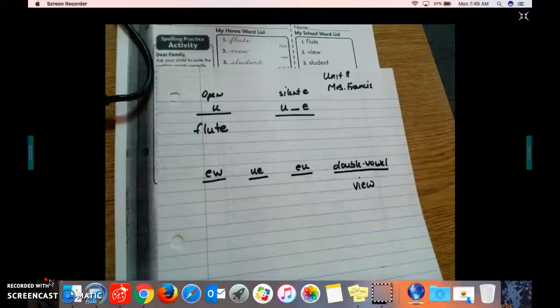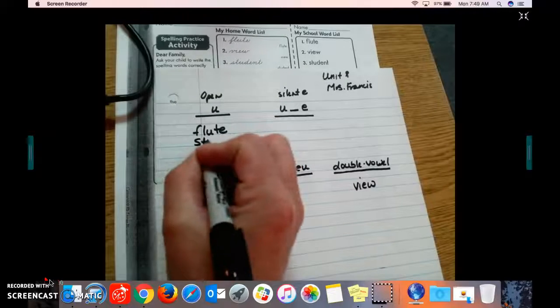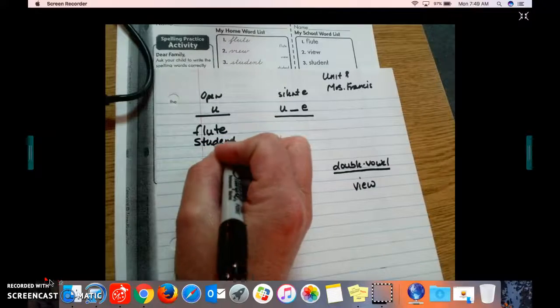Okay? Our third word is student. Now, if we go through and we sound out that word and we identify the syllable break, again, we're going to see that student, the syllable break is between the U and the D. So I know that if it makes the long U sound and it ends in a vowel, it's going to be an open syllable. So that means I'm going to write the word student right here underneath the word flute.